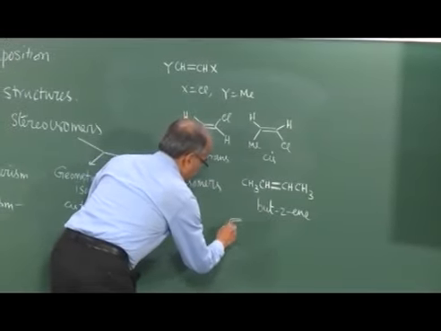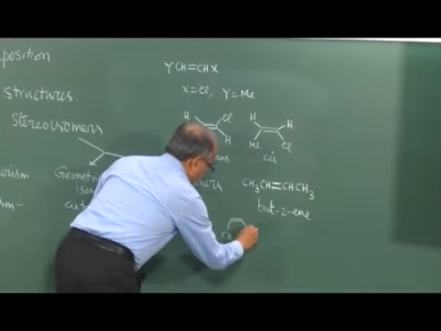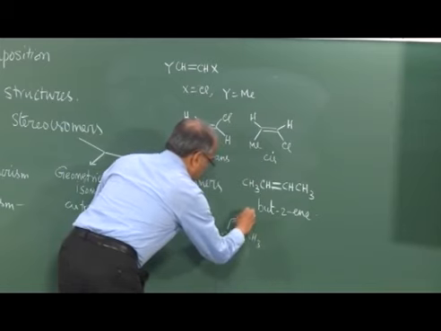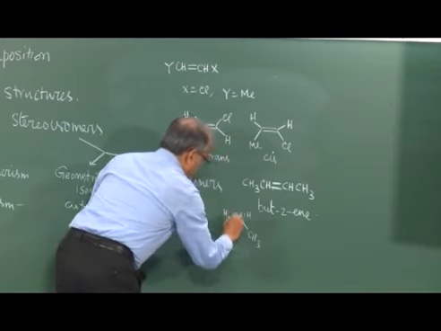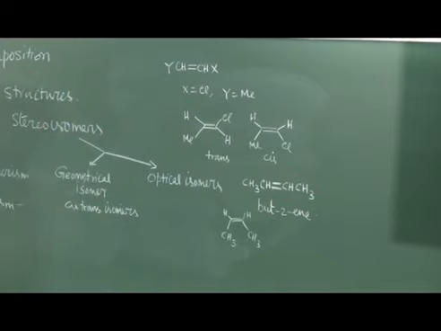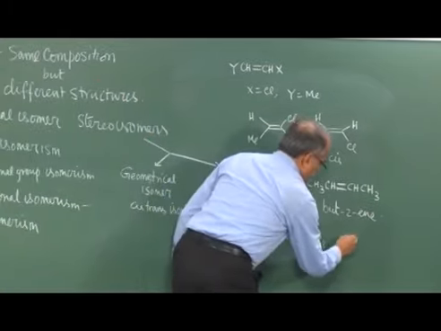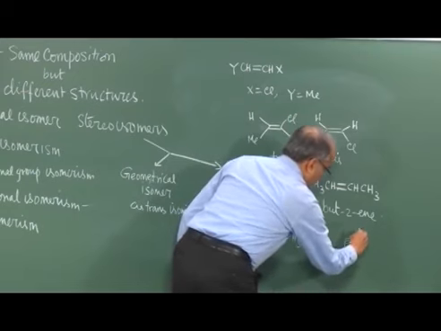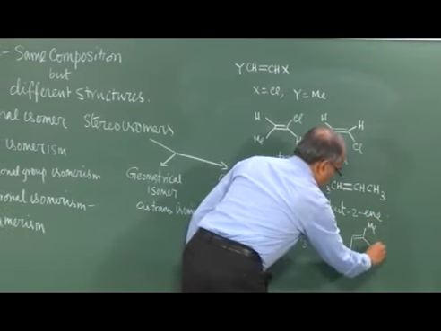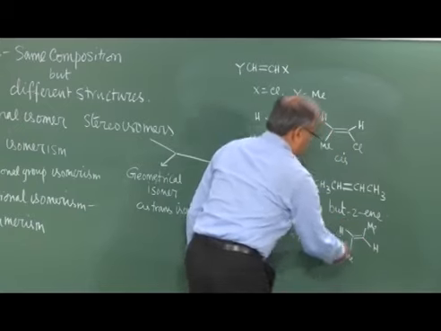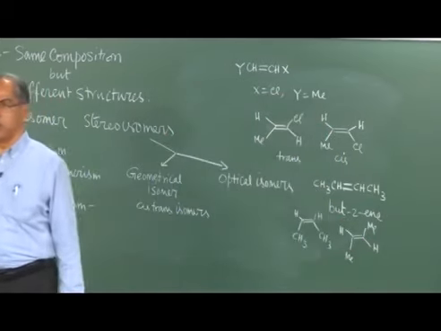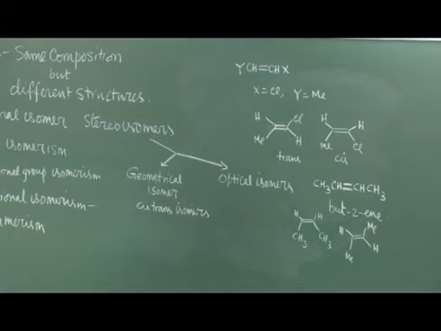The first isomer one can write with the two methyl groups on the same side of the double bond. This would be cis-2-butene. One can also have what is known as trans-2-butene by putting the two methyl groups on opposite sides of the double bond. That would correspond to the trans-2-butene molecule in this particular case.